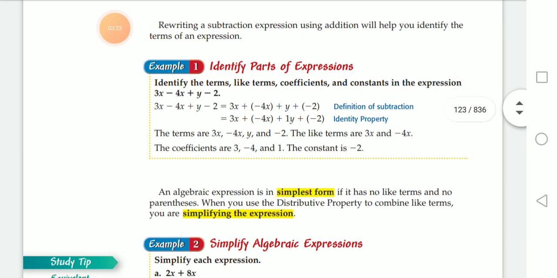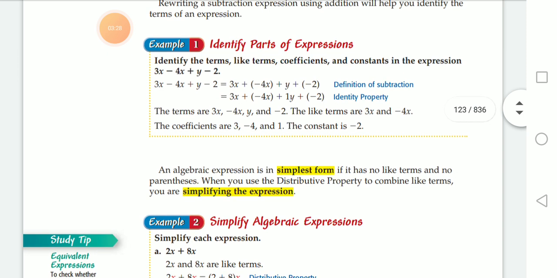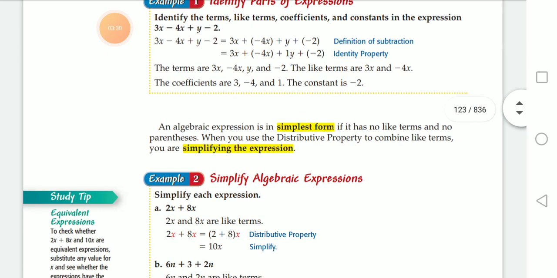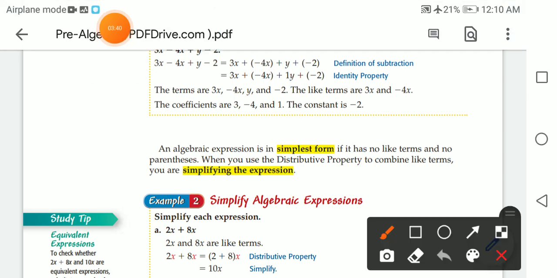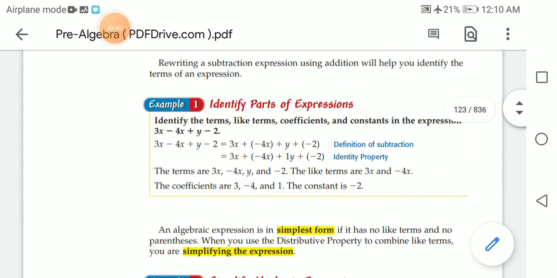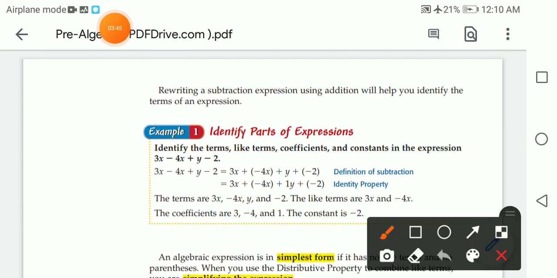Okay, my dear students, rewriting a subtraction expression using addition will help you identify terms of an expression. Identifying parts of expressions. Identify the terms, like terms, coefficients, and constants in the expressions. Example 1. I have here this example: 3x minus 4x plus y minus 2. What should we do? I have here 3x plus negative 4x, as you see, plus y minus 2.